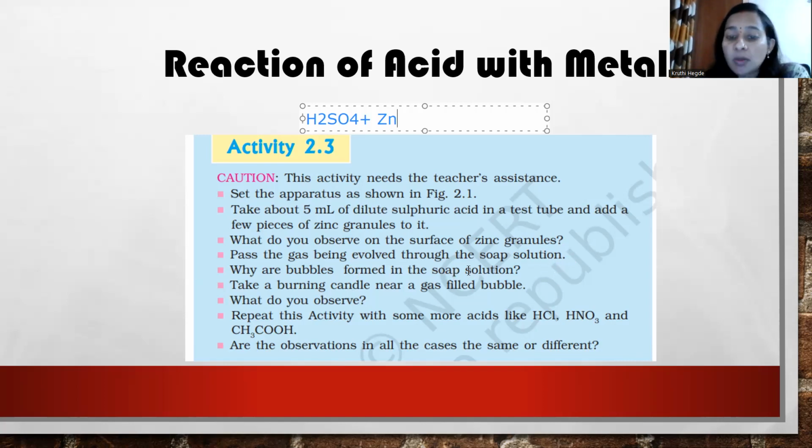Why are bubbles formed in the soap solution? Take a burning candle near a gas-filled bubble. What do you observe? Repeat the activity with some more acids like HCl, HNO3, CH3COOH, etc. CH3COOH is nothing but acetic acid.